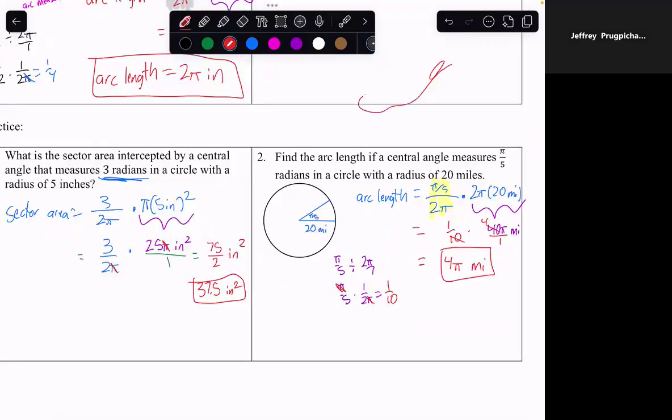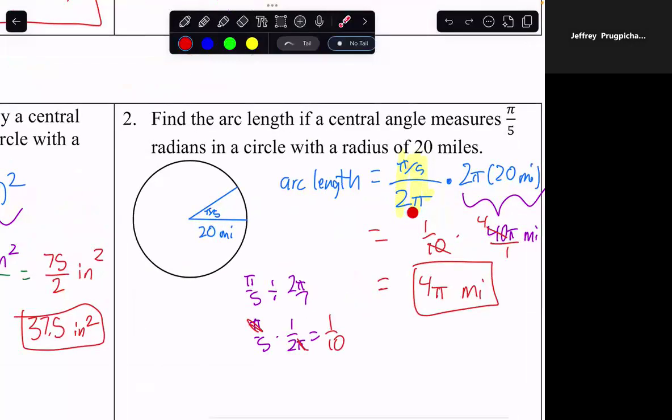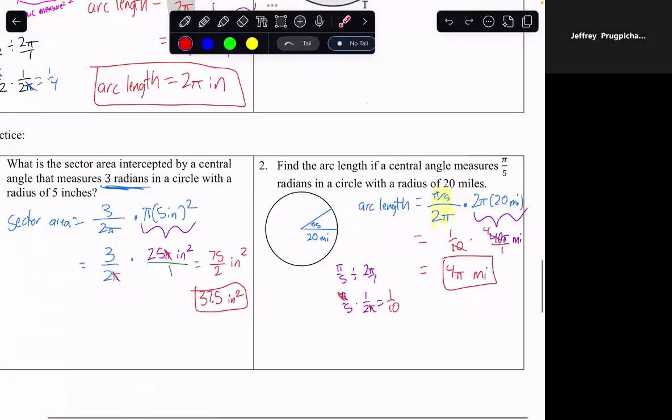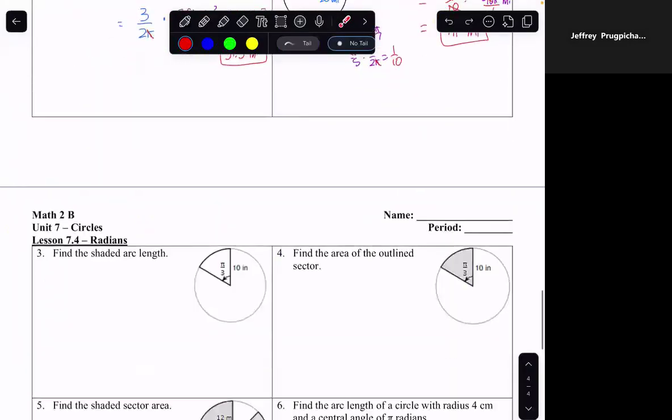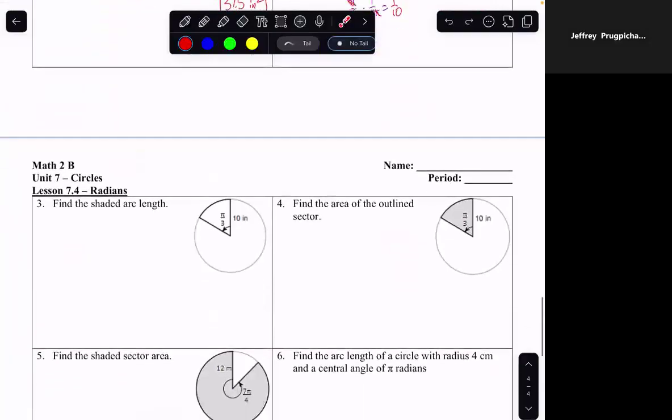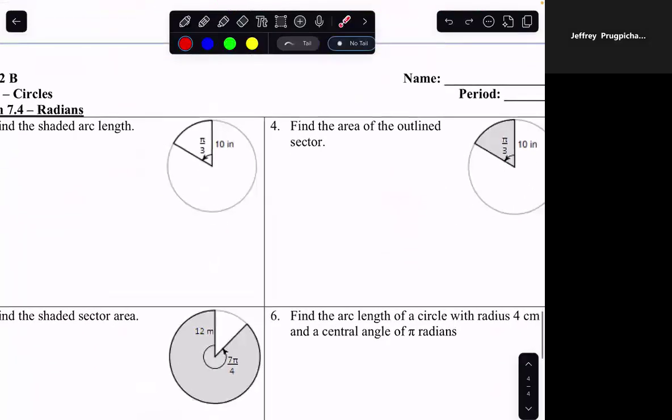Again, it's really the same thing we did last class. The only difference is instead of dividing the degrees by 360 degrees, you divide the radians by 2 pi radians. All right, so on the back is some mixed practice. Go ahead and try these, please.